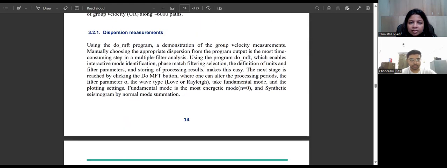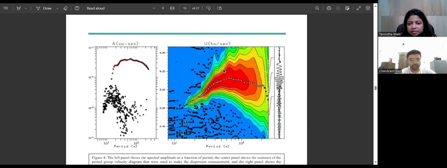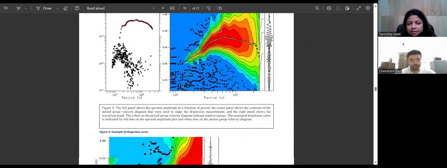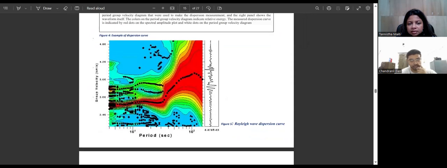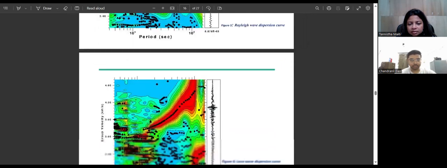No, it's okay. You can go on. We can discuss the curve. Yes, ma'am. What do you see here? This curve was mainly for the Rayleigh one, and this curve was for the Love one.